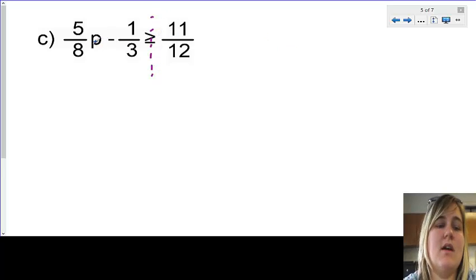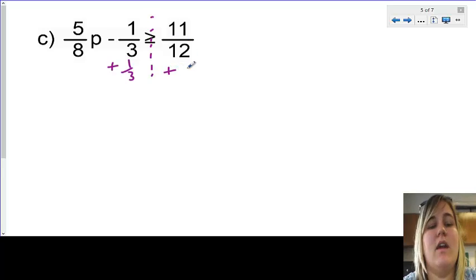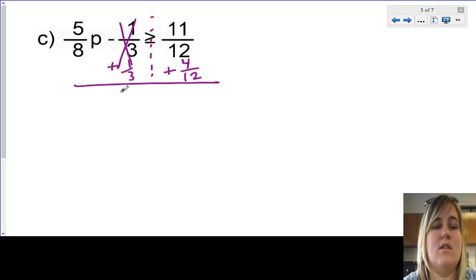So I need to get p by itself. The farthest thing from p, but on the same side, is this negative 1/3. So I'm going to add 1/3 to both sides. Now when I add it over here, I'm going to change it so it has a common denominator. So I'm going to change it to a denominator of 12. 3 times what gets me 12? 3 times 4. So 4 times 1 is 4. Those will cancel. So I have 5/8 p is greater than or equal to 15 over 12.